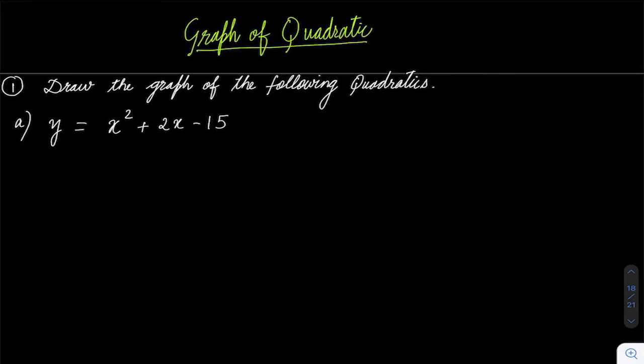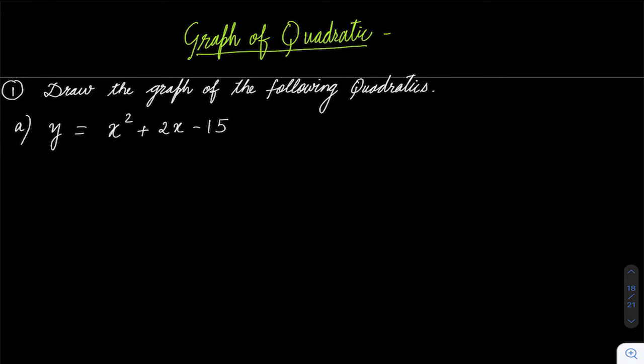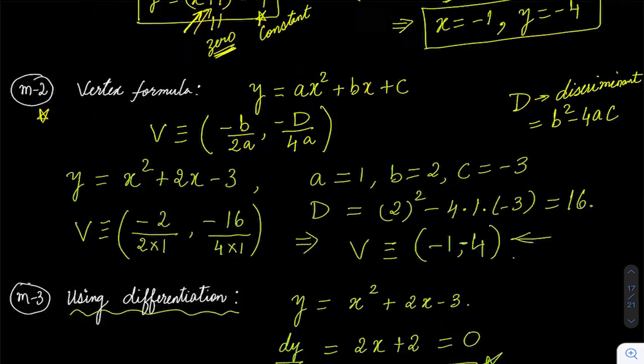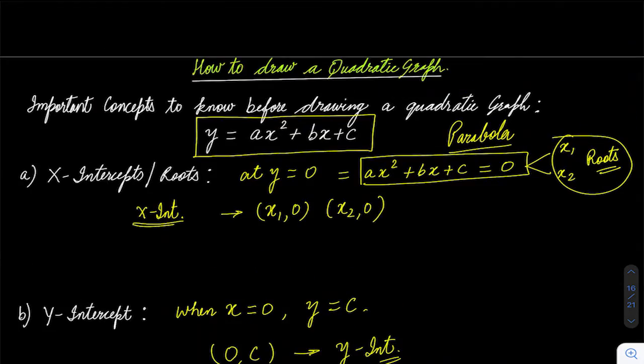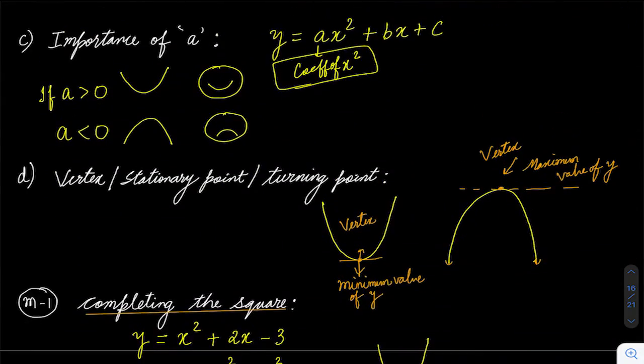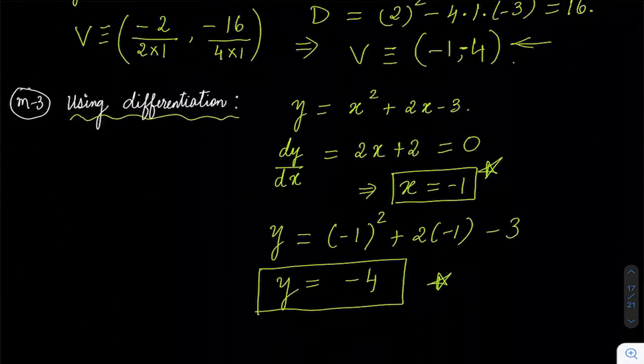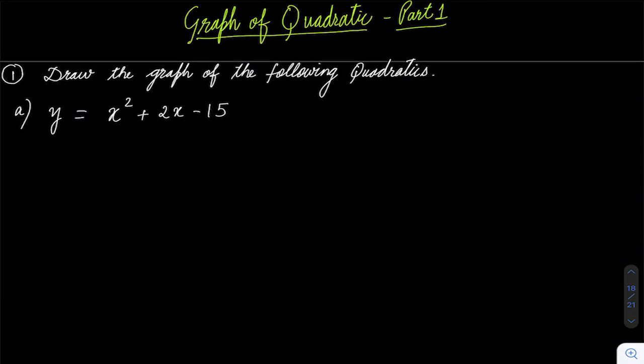Welcome back, guys. Now this is the second part of how to draw graphs of a quadratic. In the first part, what we learned was the four things that we must know in order to draw the graph. That is x-intercept, y-intercept, importance of A, and the vertex, stationary point or turning point, and some methods to find them. Now let's use these to draw the graphs, and you will see how easy this is.